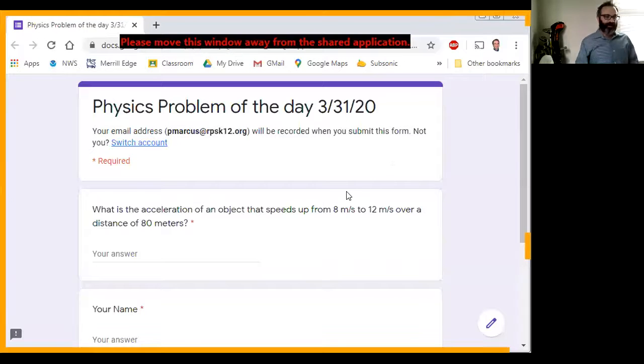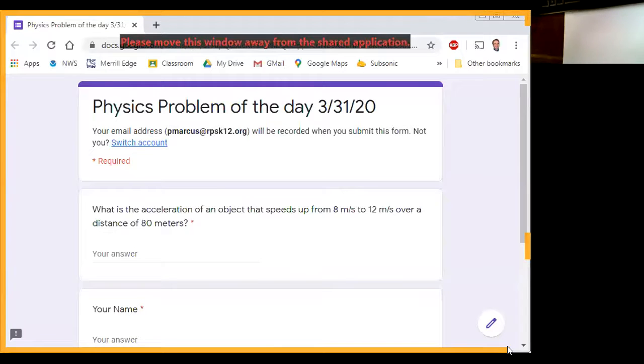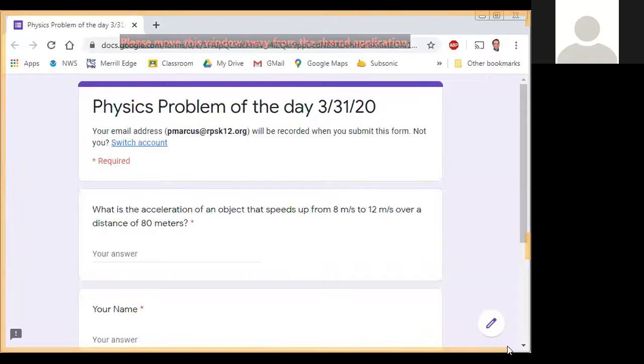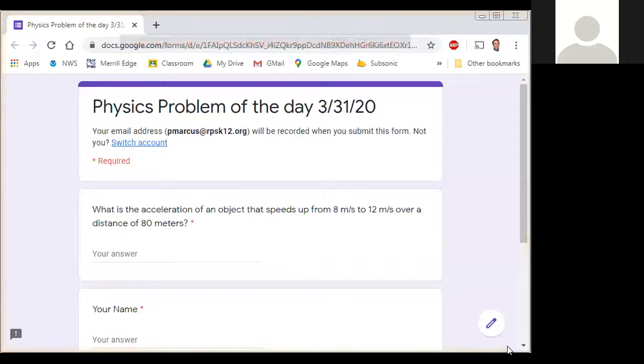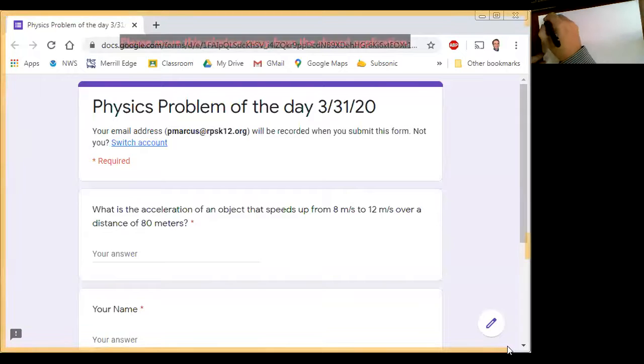What's the acceleration of an object that speeds up from 8 meters per second to 12 meters per second over a distance of 80 meters? So let's start with the givens, as always. What information do they give us here? They give us the initial velocity. What's the initial velocity, Isabel? 8 meters per second. Yeah, m over s is meters per second. So we'll give that our VXI, 8 meters per second.